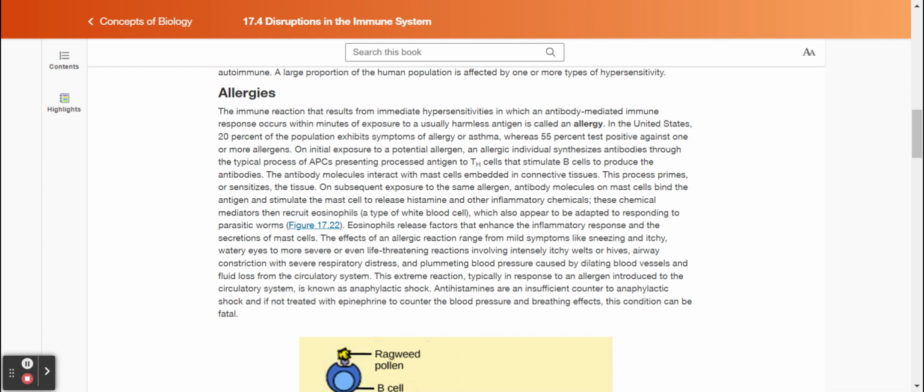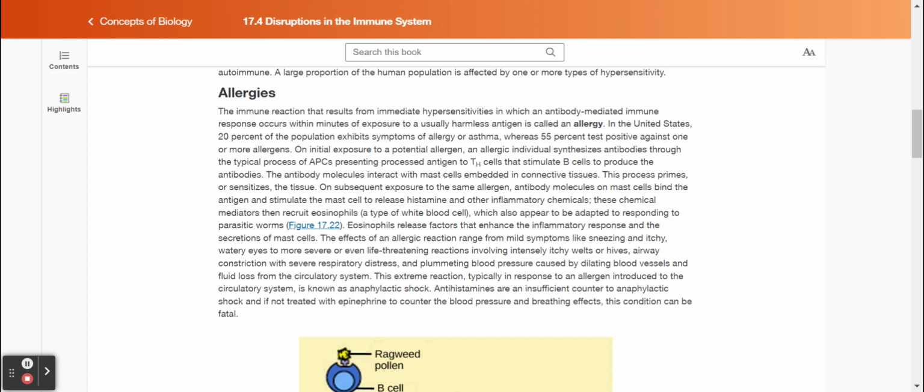Allergies. The immune reaction that results from immediate hypersensitivities, in which an antibody-mediated immune response occurs within minutes of exposure to a usually harmless antigen, is called an allergy. In the United States, 20% of the population exhibits symptoms of allergy or asthma, whereas 55% test positive against one or more allergens. On initial exposure to a potential allergen, an allergic individual synthesizes antibodies through the typical processes of APCs presenting processed antigen to helper T cells that stimulate B cells to produce the antibodies.